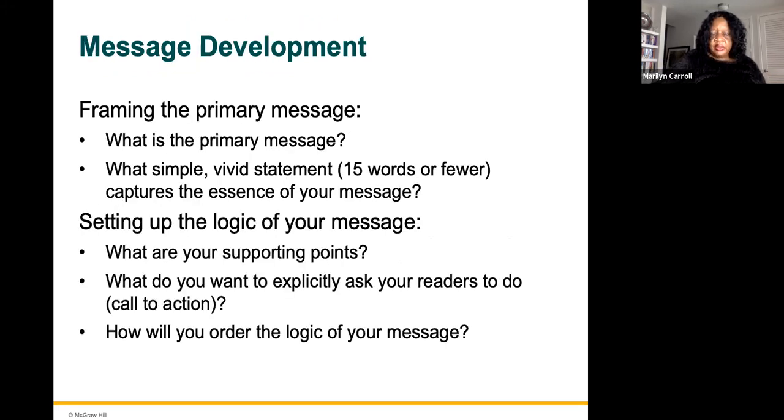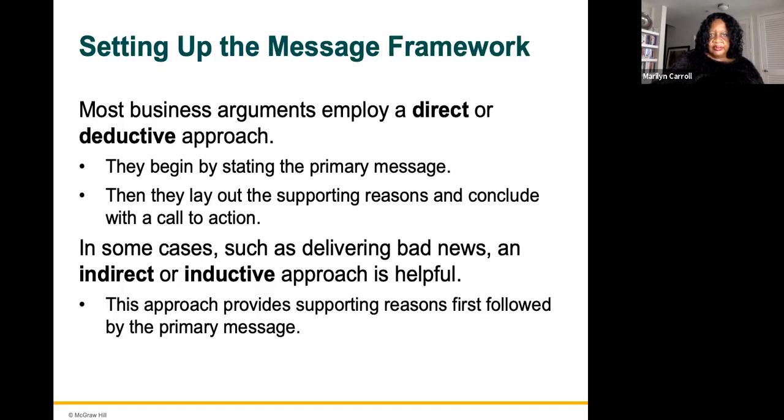So message development starts with framing the primary message. What is your primary message? What simple, vivid statement, 15 words or fewer, captures the essence of your message? And then setting up the logic of your message. What are your supporting points? What do you want to explicitly ask your readers to do? What's your call to action? And how would you order the logic of your message?